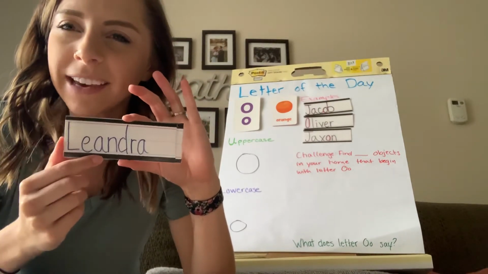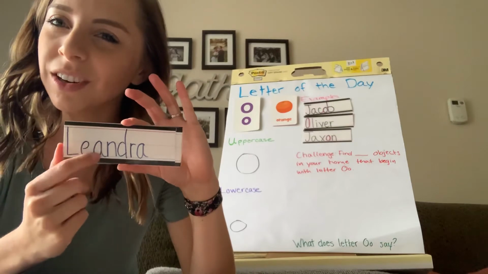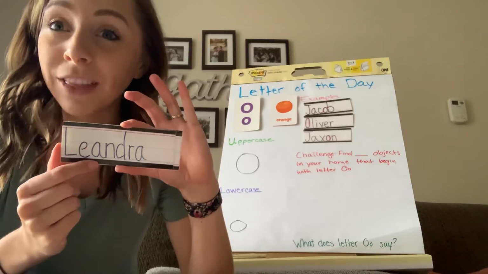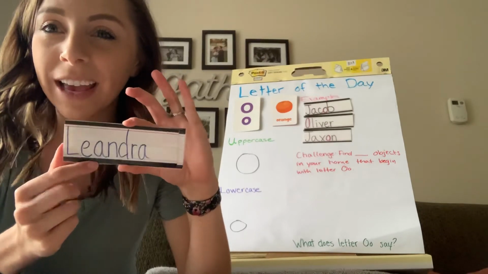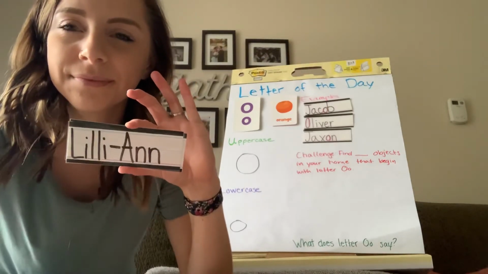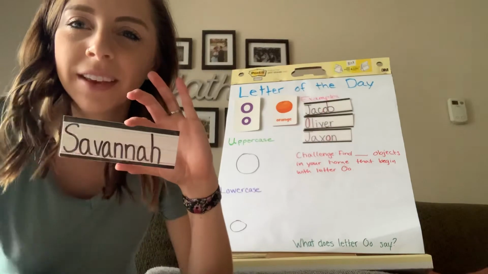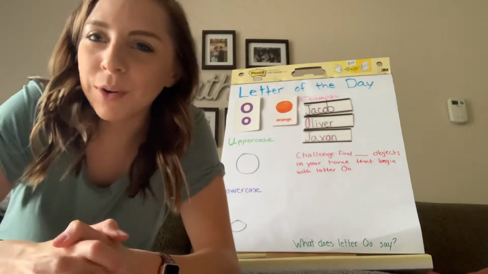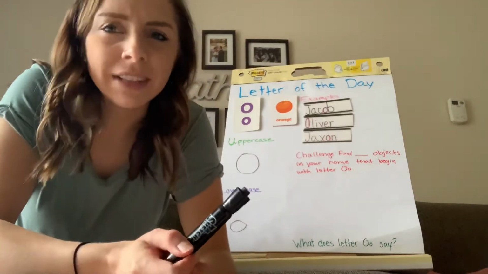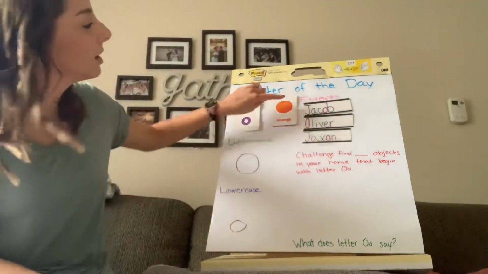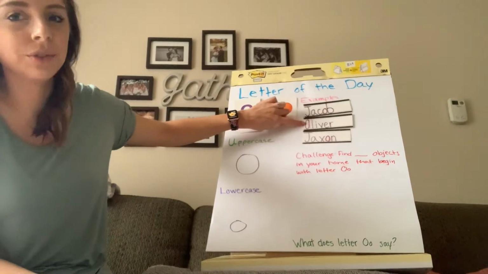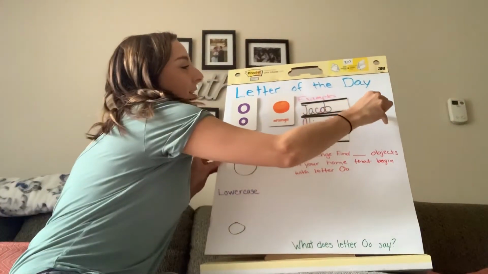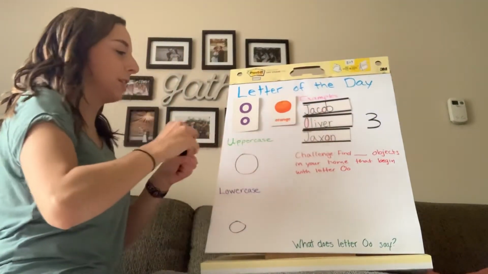Now the letter A kind of looks like a letter O because it's a circle, but remember letter A has a tail on it. So this might look like a letter O, but it's a letter A. And that is all our friends with letter O's in their name. Let's count how many we have. 1, 2, 3. I'll write our letter 3 down.